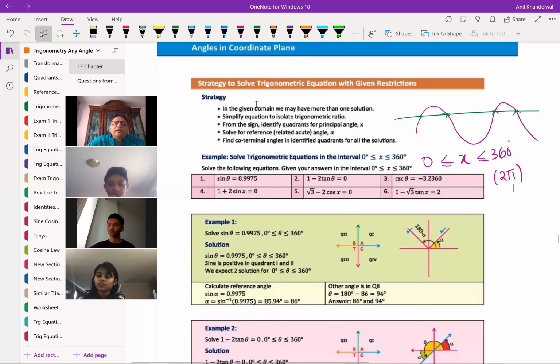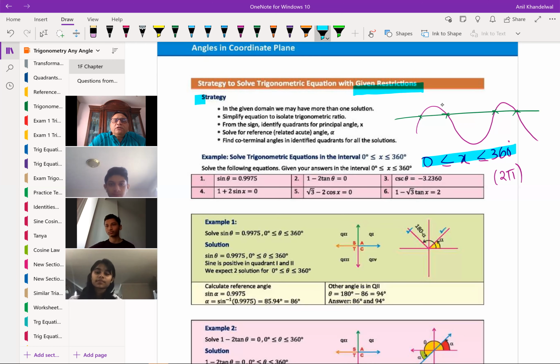Now here, we are looking into strategies to solve trigonometric equations with given restrictions. So we'll restrict our domain, and in most cases, we are restricting our domain to the interval from 0 to 360 degrees, or one unit circle. Is that okay? So we'll limit ourselves to that unit circle. The unit circle may be a new term for Krishiv and Akshat, but soon you will understand what I'm trying to say, okay? So here is the strategy with us.